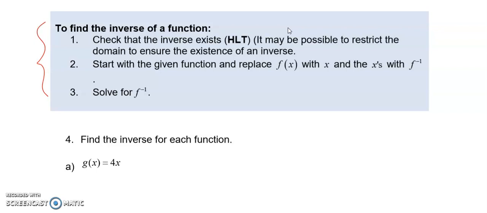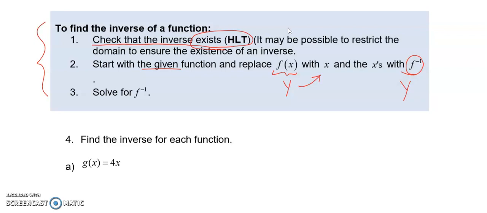The first thing to do is to justify that it actually does have an inverse, and that would be through the use of the horizontal line test. All right. Then start with the given function. Take your function, and you replace f of x, which is the same as y. You replace the y's with x's, and you replace the x's, not with this function. I'm going to get you to do that after. Replace the x's with y's.